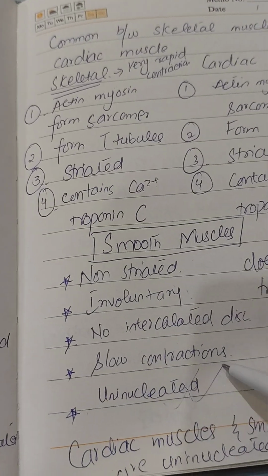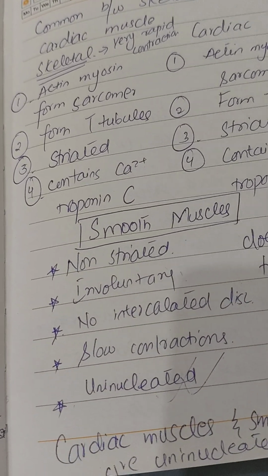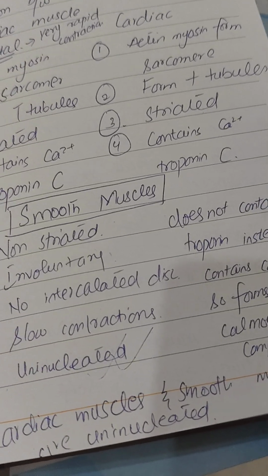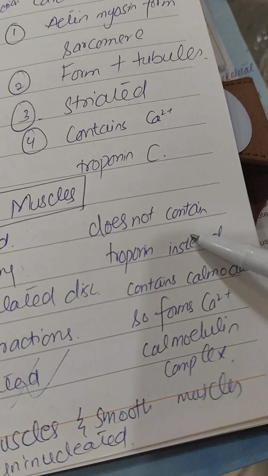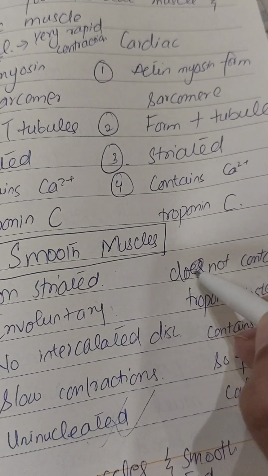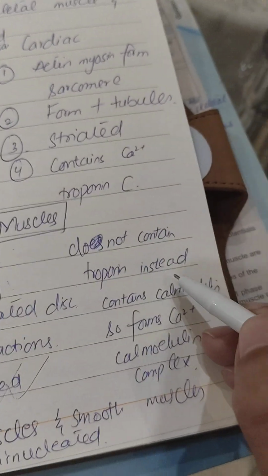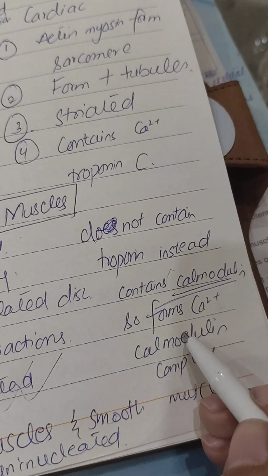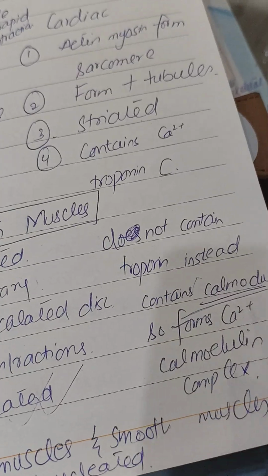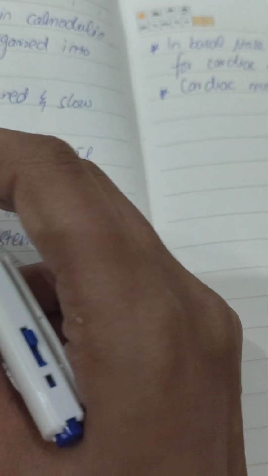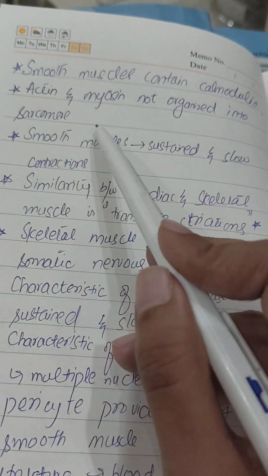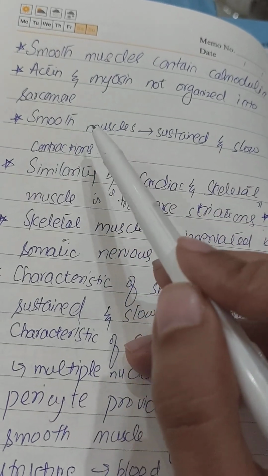They are uninucleated, same as the cardiac muscle. Cardiac muscles are also uninucleated, while the skeletal muscles are multinucleated. The smooth muscle does not contain troponin. Instead, they have calmodulin. So they form a calcium-calmodulin complex. Smooth muscles contain calmodulin, actin, and myosin. Actin and myosin is not organized into a sarcomere.